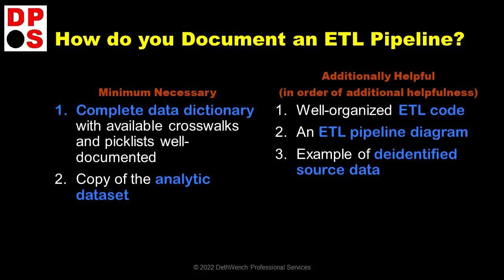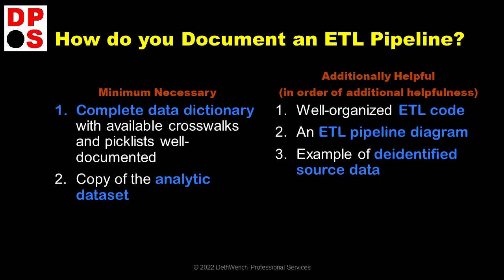First, we are going to go over the minimum documentation you should develop, which consists of 2 things in my opinion, as you can see on the left side of the slide. The first thing you need to create is a complete data dictionary. And when I say complete, I mean that you need to make available all Crosswalk and Picklists documentation, as well as documentation of all the fields in both the extract and analytic datasets. If you are not sure what Crosswalk and Picklists documentation is, or you basically just didn't understand what I just said, don't worry. I'll show you an example.